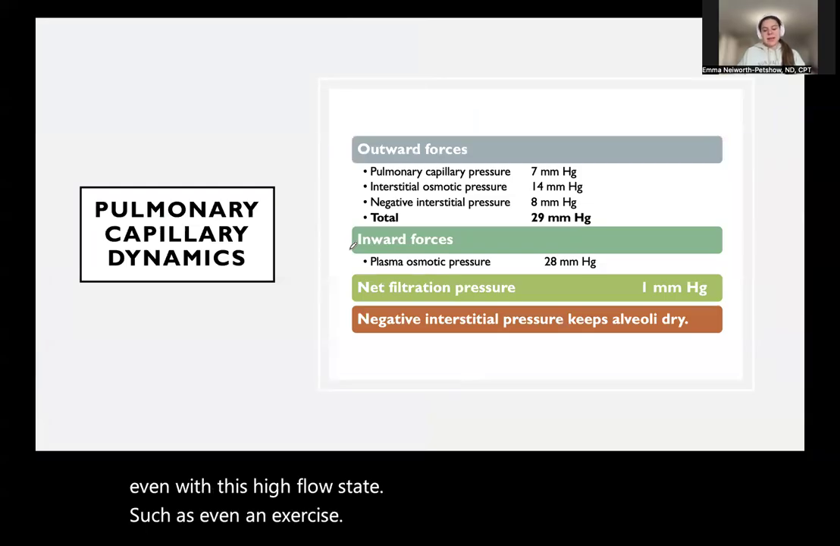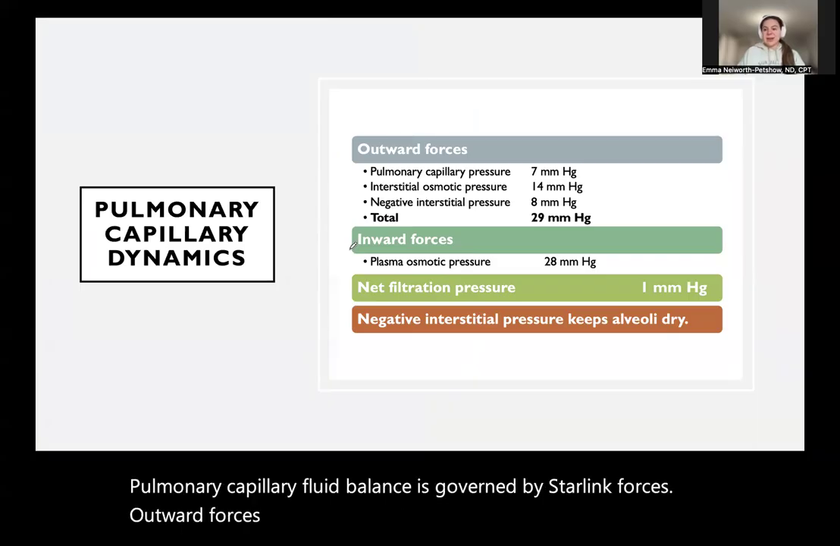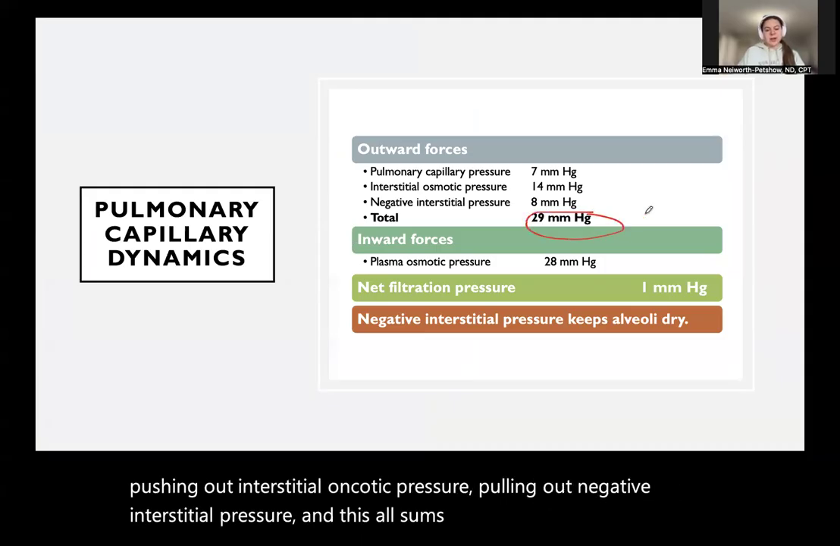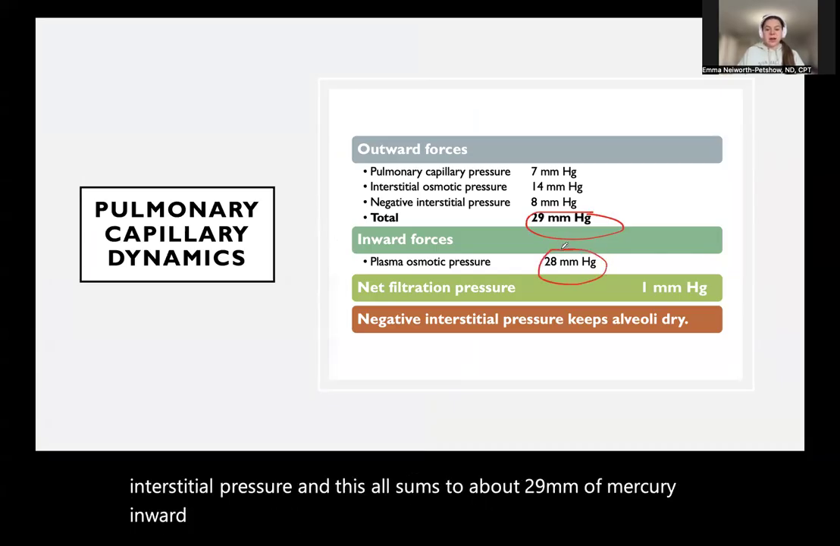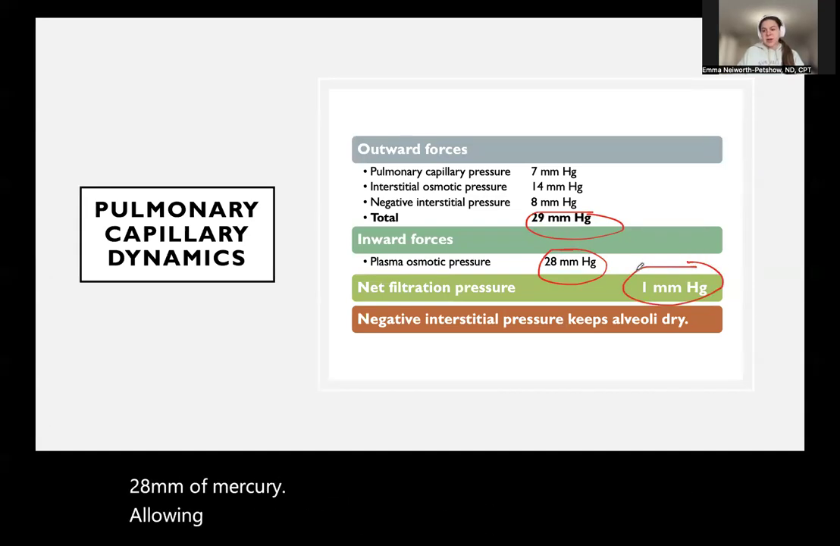Pulmonary capillary fluid balance is governed by Starling forces. Outward forces include pulmonary capillary hydrostatic pressure, pushing out, interstitial oncotic pressure, pulling out, and negative interstitial pressure. And this all sums to about 29 millimeters of mercury. Inward forces include our plasma oncotic pressure, which is about 28 millimeters of mercury, allowing for a net filtration pressure of 1 millimeter of mercury outward.